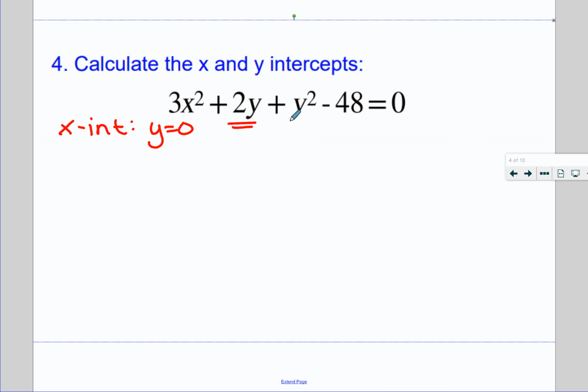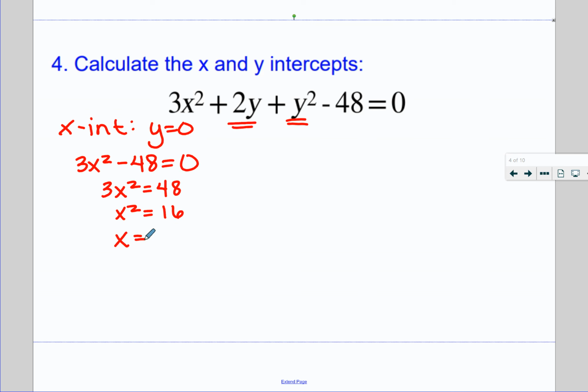If I plug 0 in for y, any term that has a y in it is just going to disappear. So I'm left with 3x squared minus 48 equals 0, and then we solve for x. How do I solve for x here? First step. Add 48. Yep. And then divide by 3. That gives me 16. And then square root.